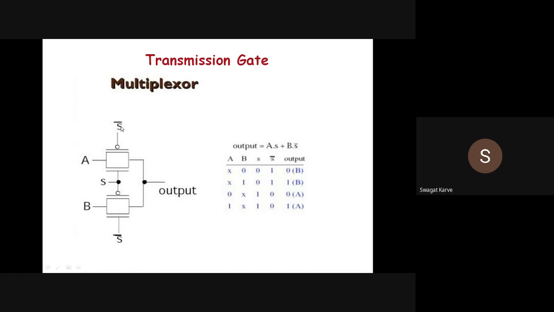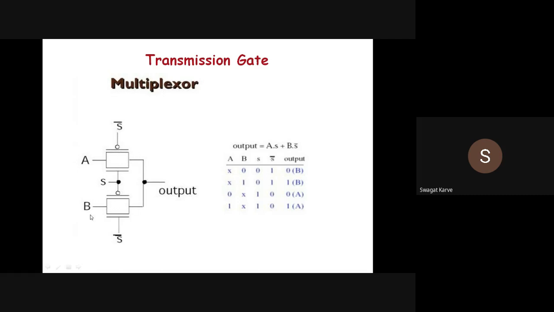Now as for the S, if you apply 0, then what will happen? This NMOS will act as a closed switch. But this particular thing, the S bar, is 1. After inverting it will go to 0. That means now this is the open switch.